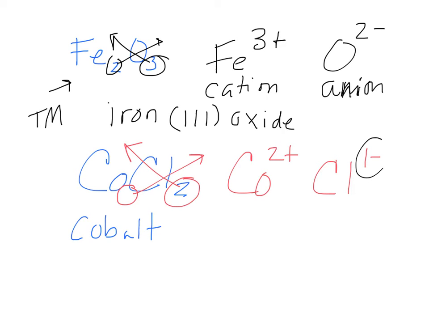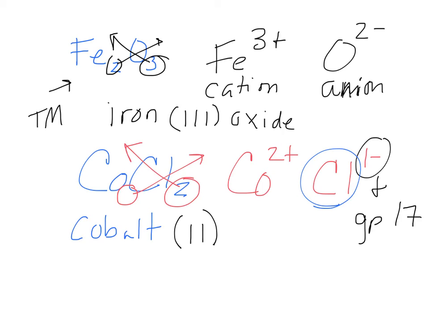And you can remember that this is a 1- also because this is in group 17. And we know that those are always 1-. So that makes this cobalt 2. And then this is chlorine, right? But we changed the ending to -ide, so this is going to be chloride.